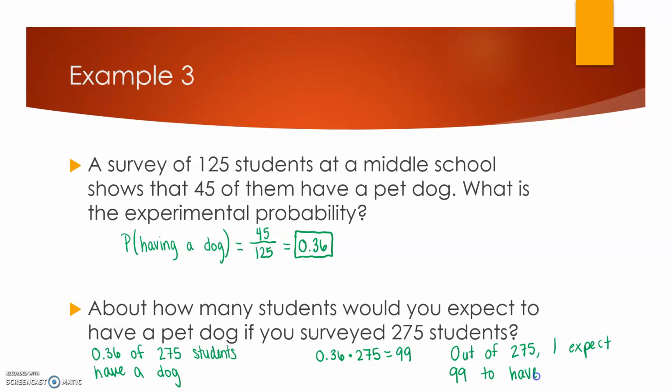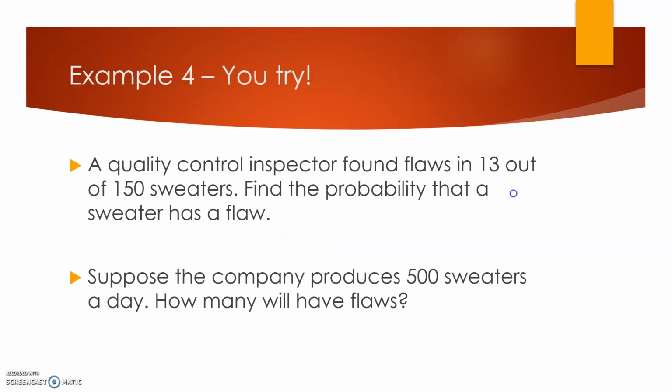And this is what statistics is all about. It's about taking a survey. Now 125 is still a lot of people to ask this question, do you have a dog? But this way we're not having to ask all the students at the middle school. And then we can use our results to write what do we expect to see happen for the whole school. All right, so read this one, pause it, and then come back.